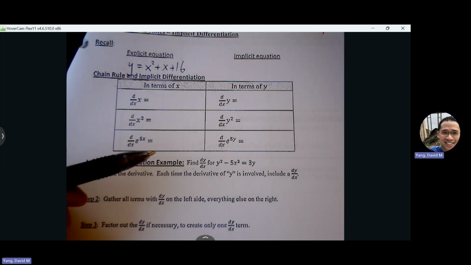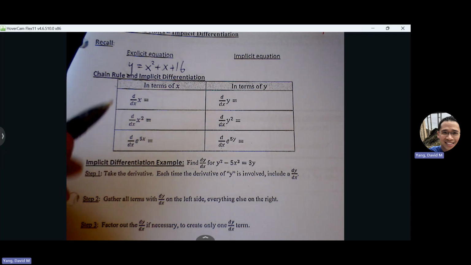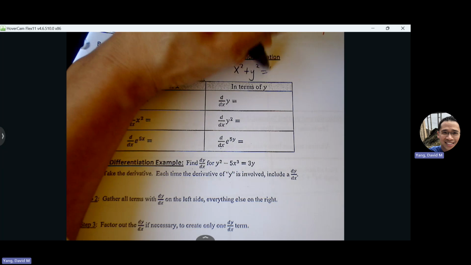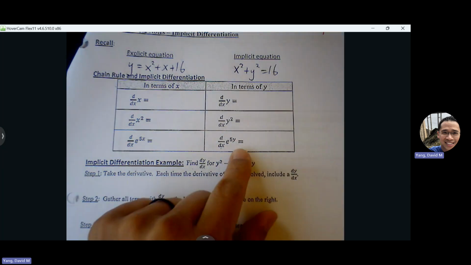Implicit is where there's something strange about the y's. Either there's multiple y's or it's y raised to a power, or y not to the first power. So for instance, x squared plus y squared equals 16. This is an implicit equation. Y is implicitly defined.